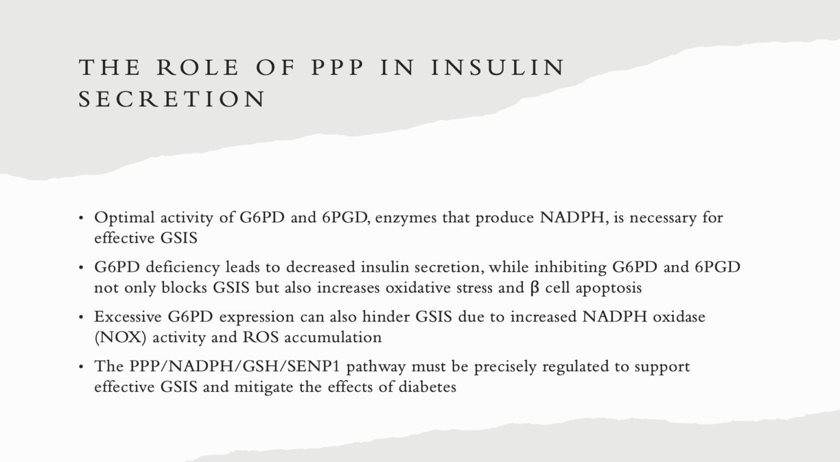So more on the role of PPP in insulin secretion. The optimal activity of G6PD and 6PGD enzymes that produce NADPH is necessary for effective GSIS. And really, the PPP, NADPH, GSH, and SNAP1 pathway must be precisely regulated to support effective GSIS and mitigate the effects of diabetes.